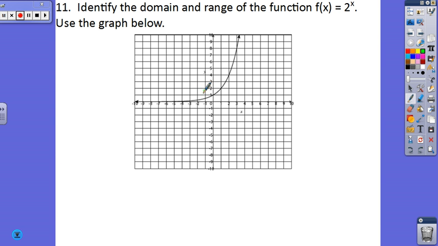This is similar to the one we just talked about a minute ago. My domain for this is negative to positive infinity, all the way to the left, all the way to the right. But my range on this one is 0 to infinity, but it doesn't include the value of 0 because it's an asymptote that it just gets close to but never actually touches.